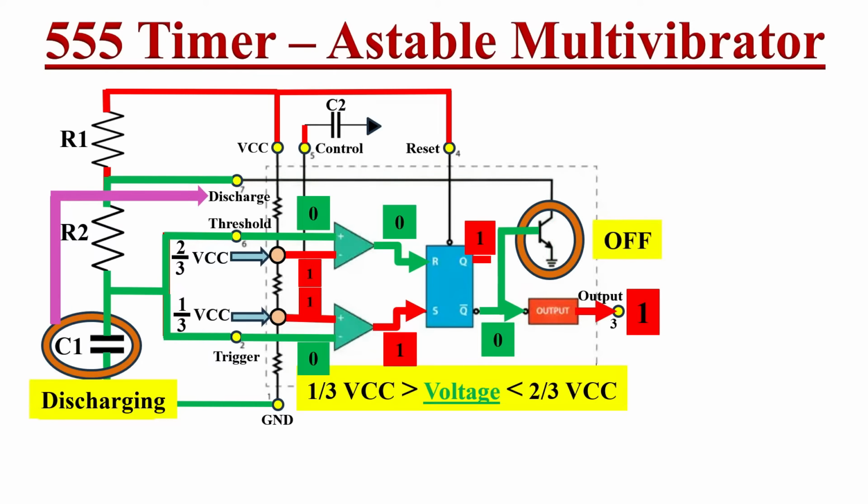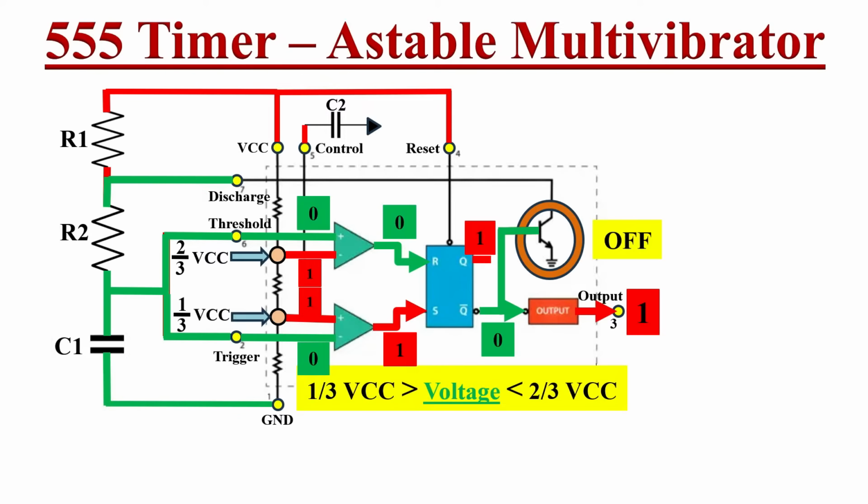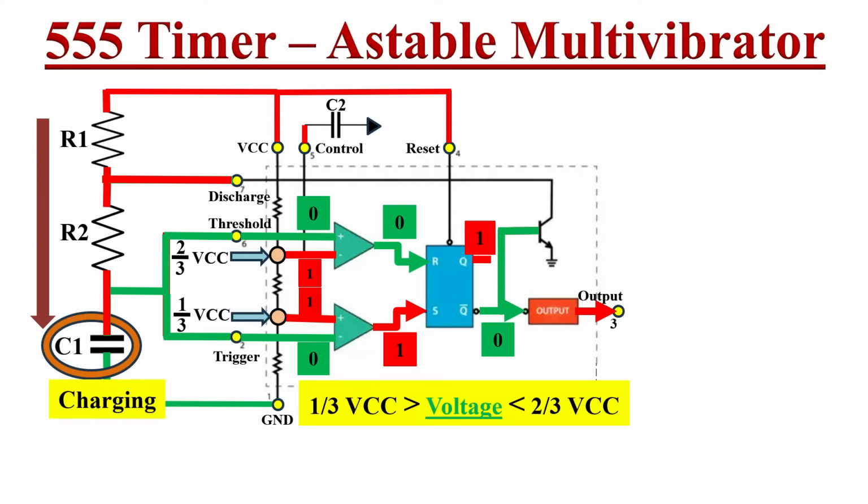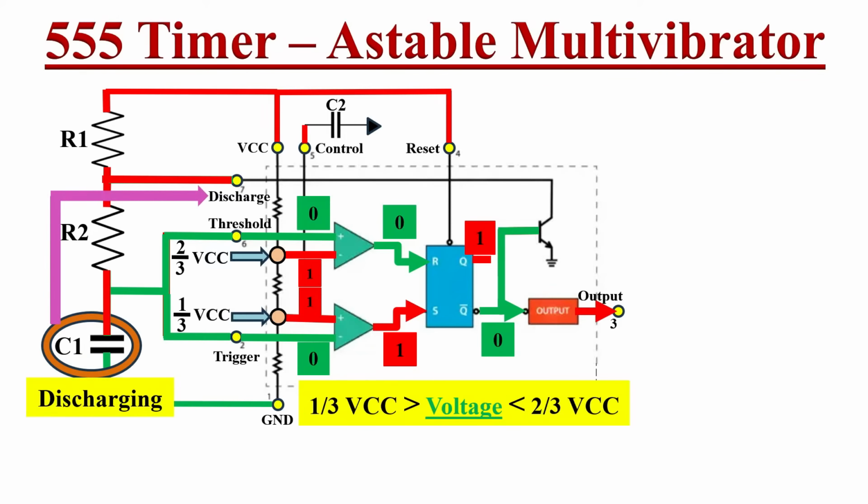Now this discharge transistor will get low level at its base terminal because here Q bar is 0, so it becomes off. Hence this capacitor doesn't have a discharge path and it will again start charging through resistors R1 and R2. So in this way this capacitor is charging through resistors R1 and R2, but it is discharging through only resistor R2, above and below the reference voltages of 1/3 and 2/3 VCC levels.